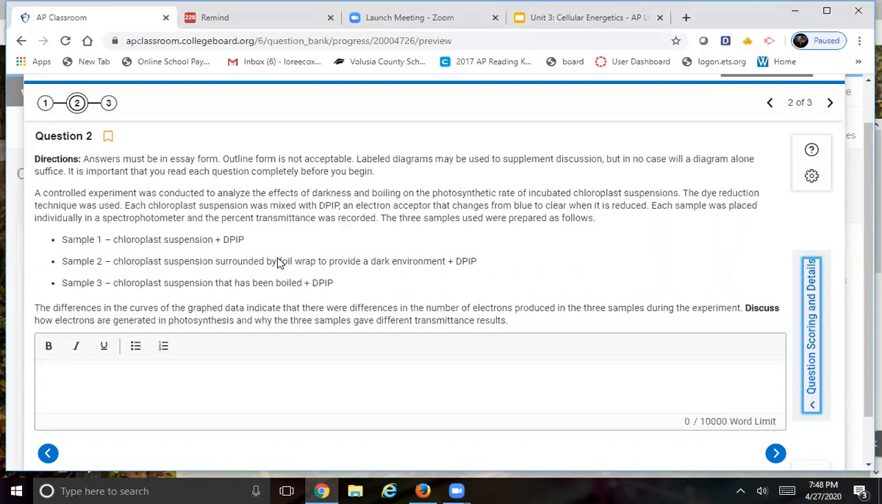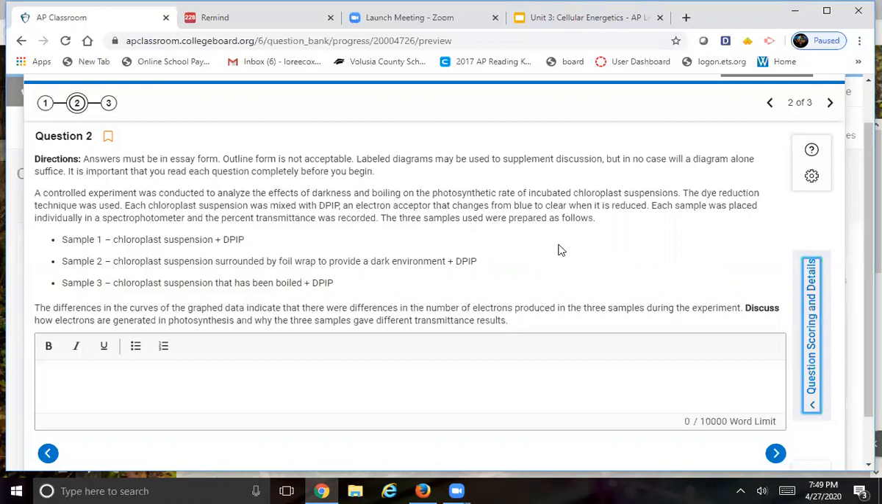Okay, so each chloroplast suspension was mixed with DPIP, an electron acceptor that changes from blue to clear when it's reduced. That means when it's gained an electron, right? So when do we know electrons start to show up? Well, they start to show up when photosynthesis starts, right? When that light energy breaks water and water donates an electron, correct?